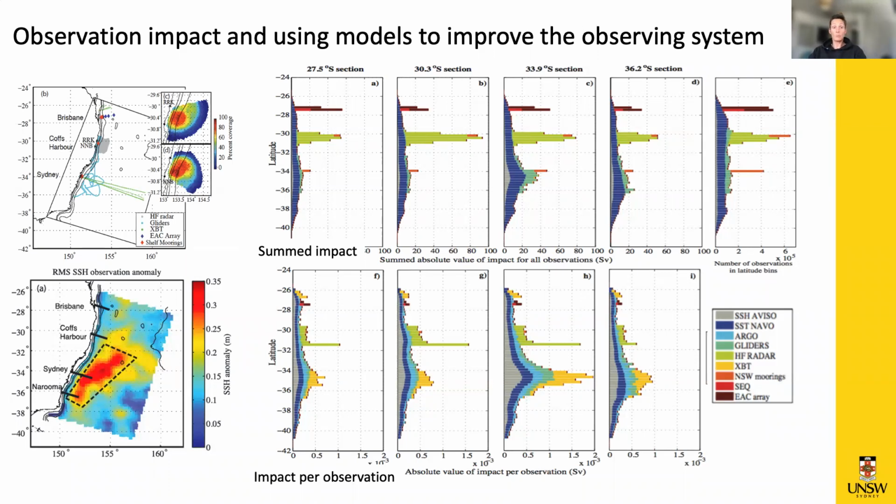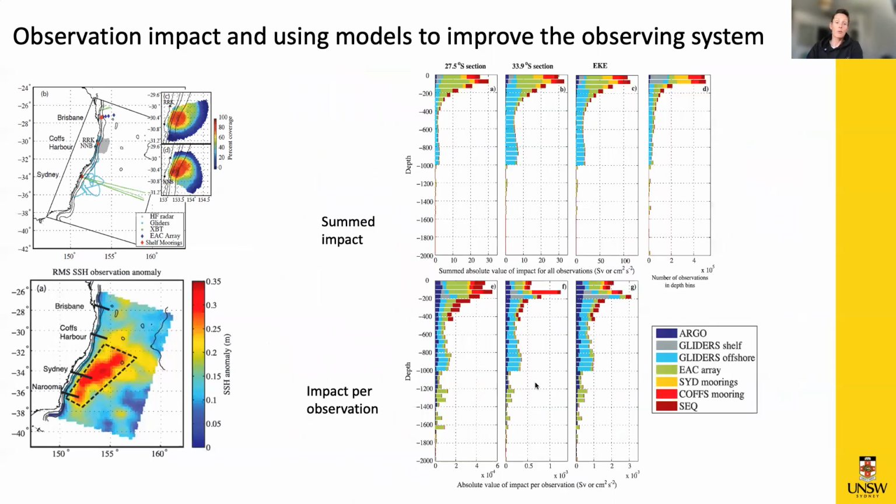If we group the observations by latitude, this is the summed impact and then the impact per observation. We can see that the impact per observation of the satellite observations is greater in the region of high eddy kinetic energy, so between around 32 and 37 south.